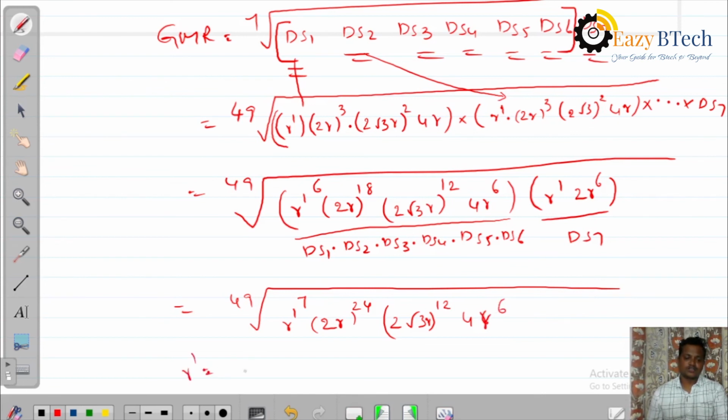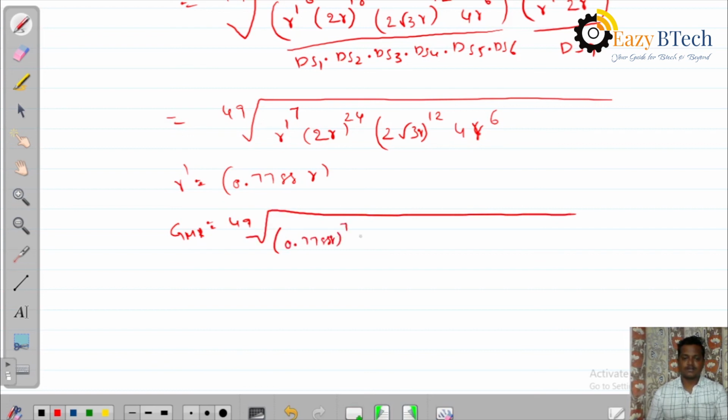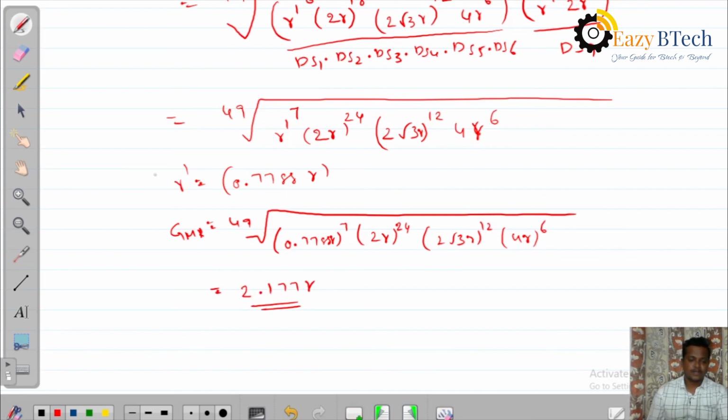We know that R dash equals 0.7788 into R. Substitute those values in the above expression and you get the total GMR of the conductor. That is, the 49th root of 0.7788R power 7, 2R power 24, 2√3R power 12, 4R power 6. Calculate with this one, and you can get 2.177 into R. This is the GMR of the conductor. This is the way we can calculate the GMR of the conductor.